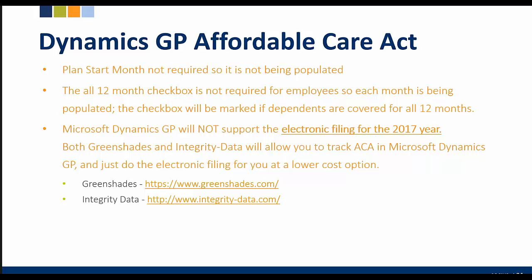And again, GP does not support the electronic filing of the 1095Cs or the 1094s, so you can use either Greenshades or Integrity Data for that. If you want more information on how that works, just let us know, and we can work with you and Greenshades or Integrity Data to get that accomplished. And the same rules apply for uploading your 1095s electronically. It's $250, I do believe, for that as well.